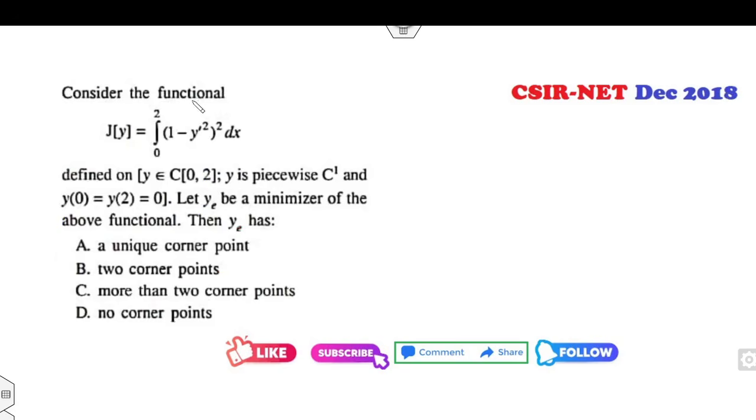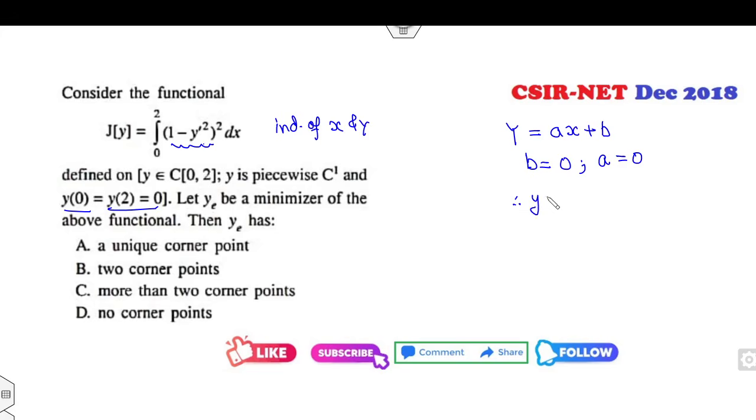Look at this another one. Consider the function. Again you can see this function is independent of x and y. So my solution will be y is equal to ax plus b. Apply the initial condition. y of 0 is 0, that means b is equal to 0. y of 2 is equal to 0, that means a is equal to 0. So my solution will be y of x is 0. So y of x equal to 0 is my unique solution. So the right answer is A, it is my correct answer.